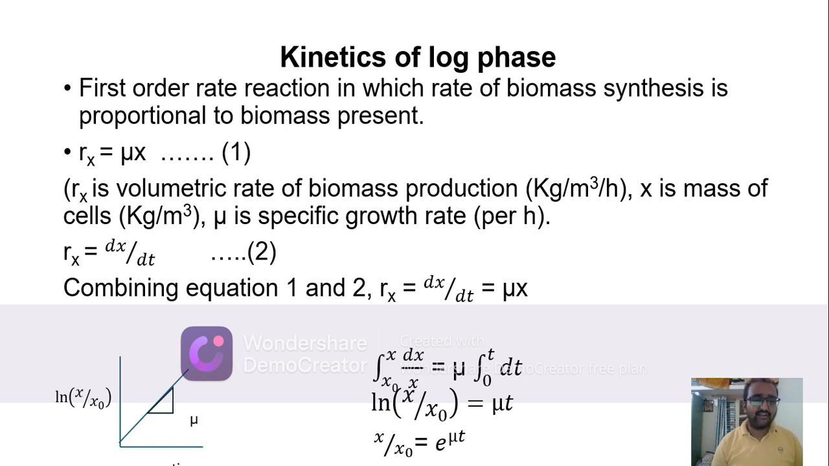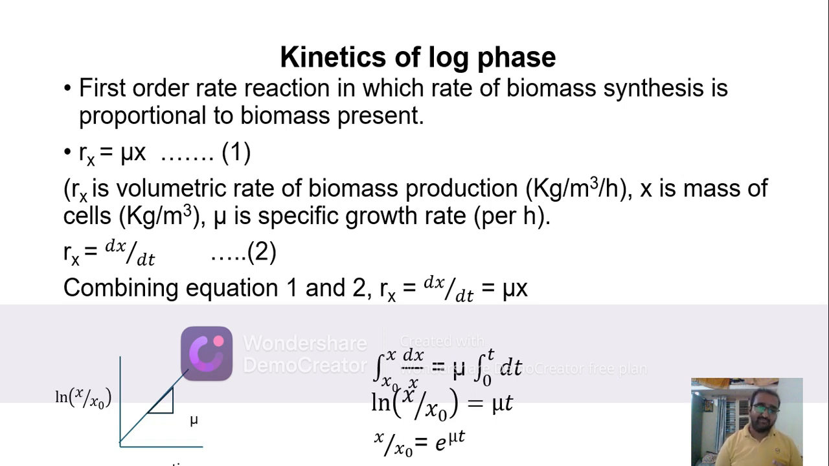Rx is equal to dx by dt. Combining equation 1 and 2, Rx is equal to dx by dt is equal to mu x. Integrating over a period of time from initial time 0 with a biomass concentration x naught to the time t with a biomass concentration x, we will get the equation ln x by x naught is equal to mu into t. X by x naught is equal to exponential of mu t.